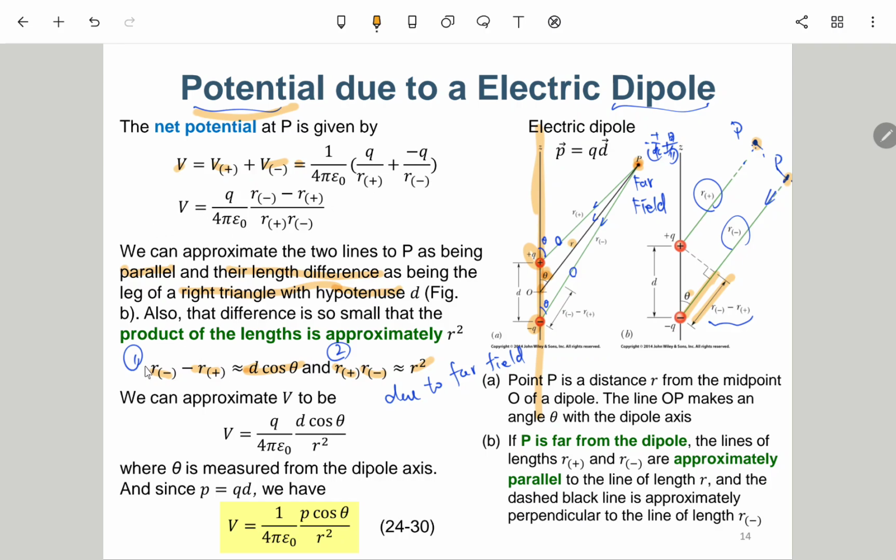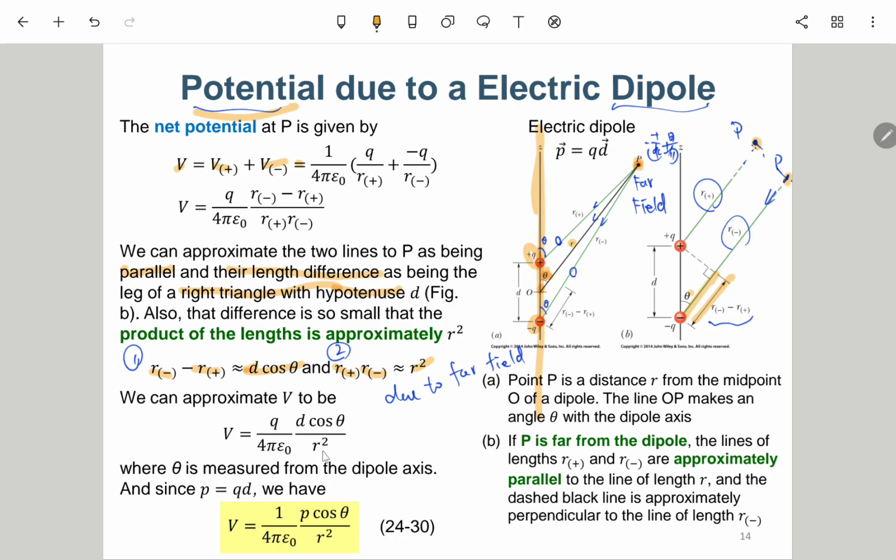Okay, so we can put this assumption to here, and also put this assumption to here, so that we have QK, this is QK. And then d cosine theta is here, and then R squared goes here.